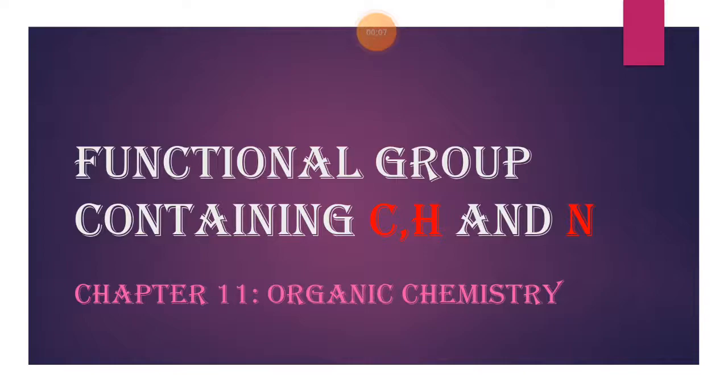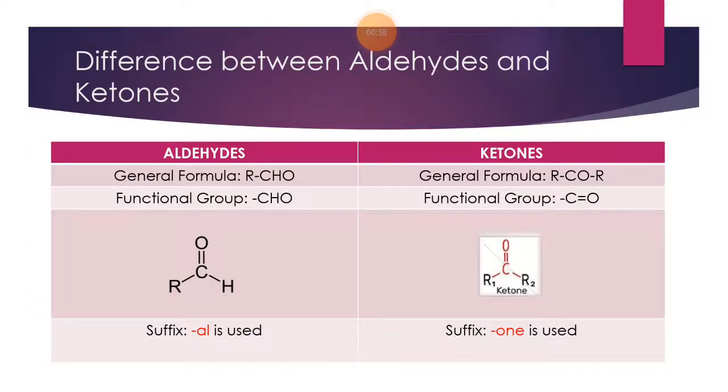We are on chapter 11 and our topic for today is the functional group containing carbon, hydrogen and nitrogen. In our previous lecture, we discussed some classes of compounds: aldehydes, ketones, carboxylic acids and esters. Before moving towards our main topic, let's discuss some differences between aldehydes and ketones as well as carboxylic acids and esters. So first, the differences between aldehydes and ketones.